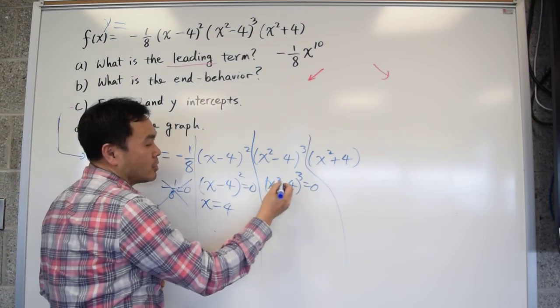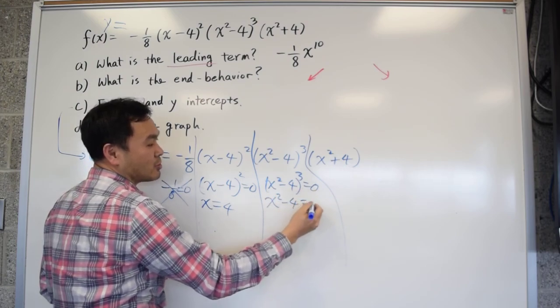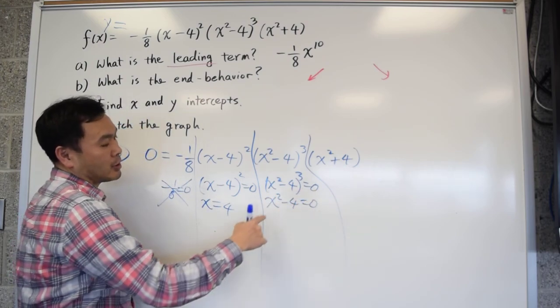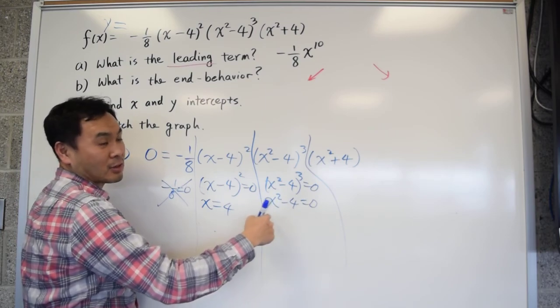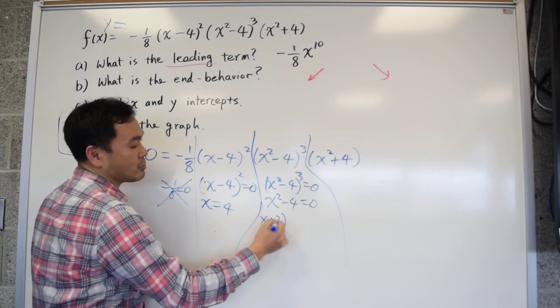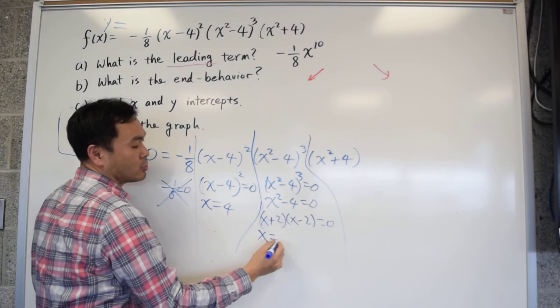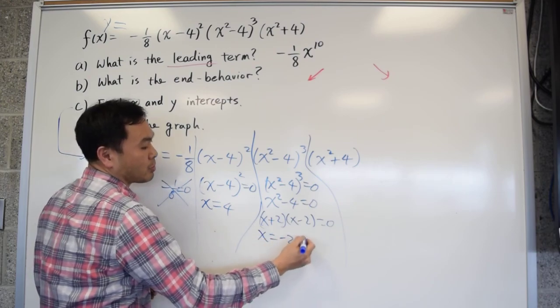So first of all, something cubed equal to 0 means the thing inside the cube must be 0. Okay? But can't you factor this? How do you factor this? x plus 2 times x minus 2, right? So what are the two solutions? x equal to plus or minus 2. Negative 2 or positive 2, right?